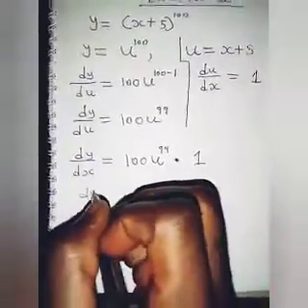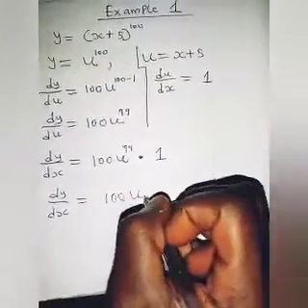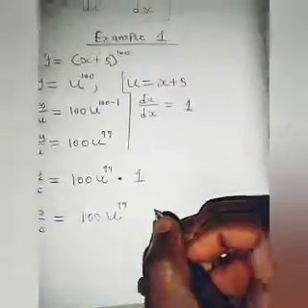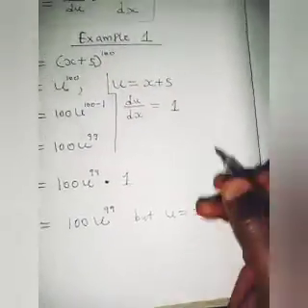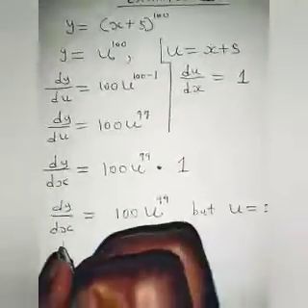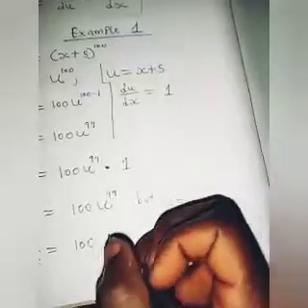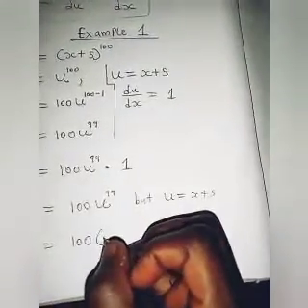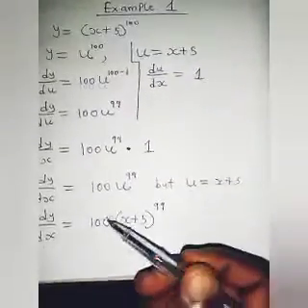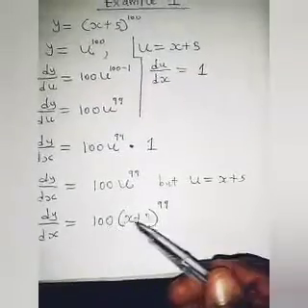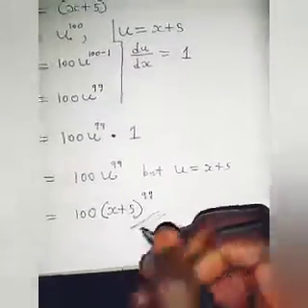So from here, dy over dx will equal to, when this one multiply, we're having 100u having power of 99, but u is equal to x plus 5, you can see. So that when we substitute, we are going to be having dy over dx will equal to 100 into bracket x plus 5 having power of 99. Please don't use this 100 to open this bracket because of the power. So we are going to be stopping here.